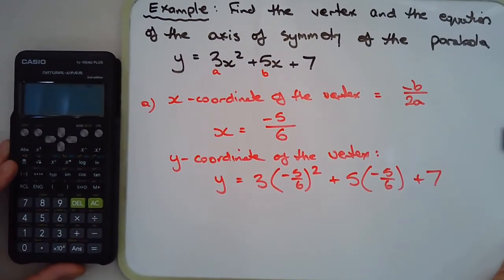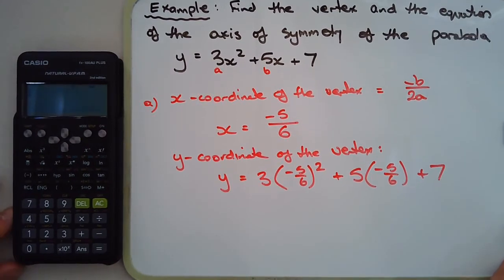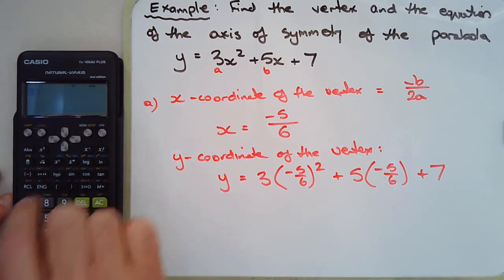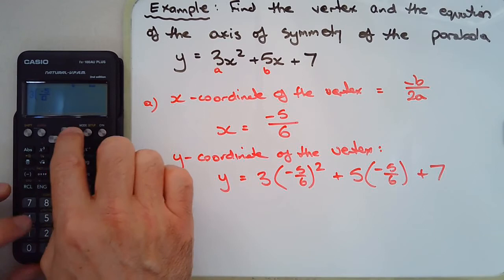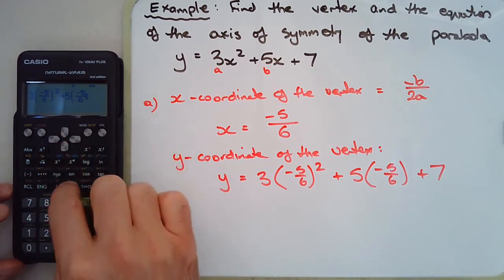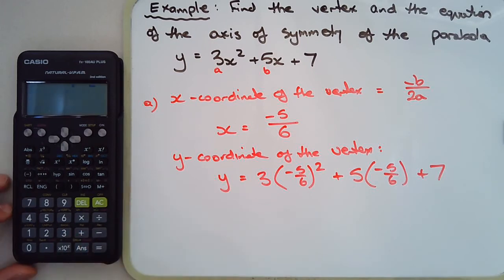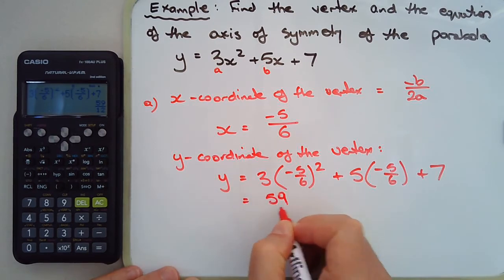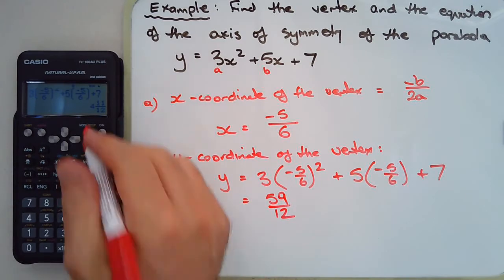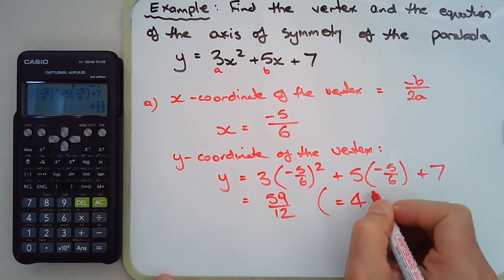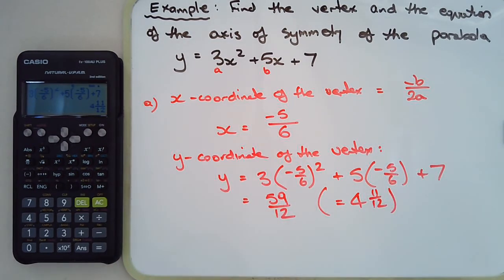Hopefully we can see that. I'll brighten up that screen a little bit. That's better. All right, so let's do that. 3 outside of negative 5 on 6, squared, plus 5 times negative 5 on 6, plus 7, and we get 59 on 12. Maybe just to have a look at it as a mixed numeral, that's 4 and 11 twelfths. It doesn't really matter, we can leave it as an improper fraction, that's fine.